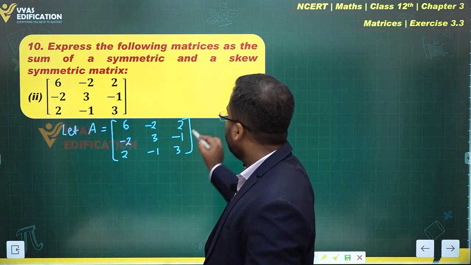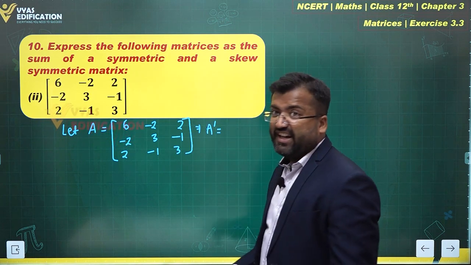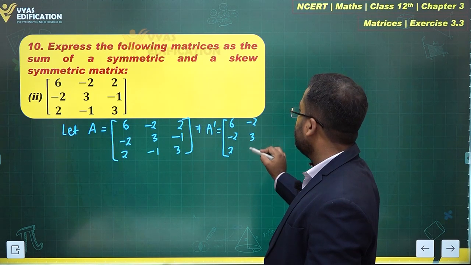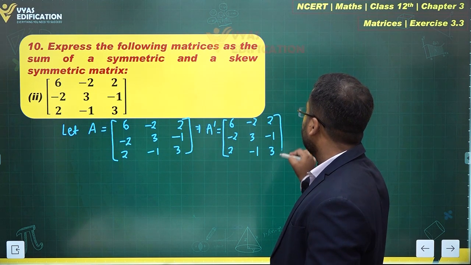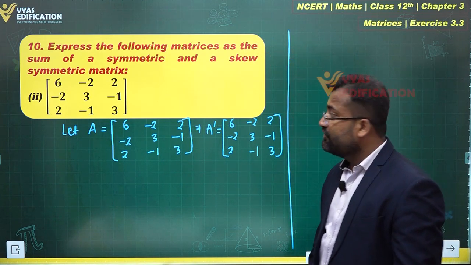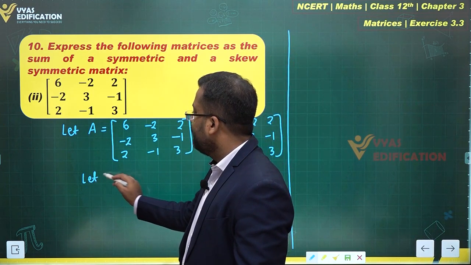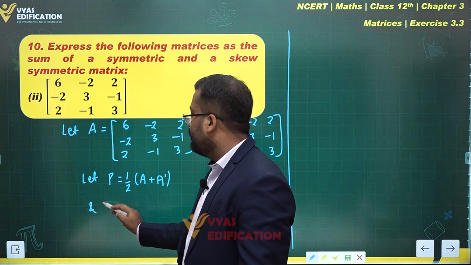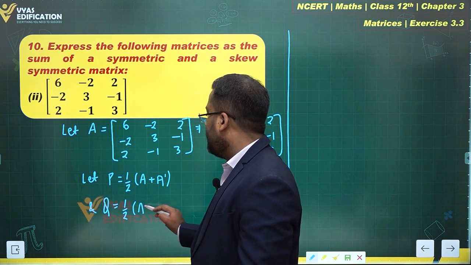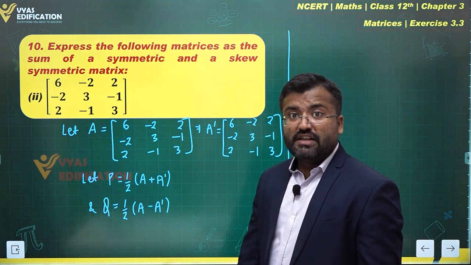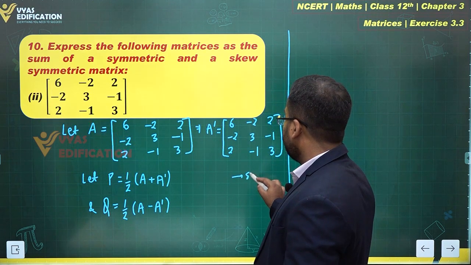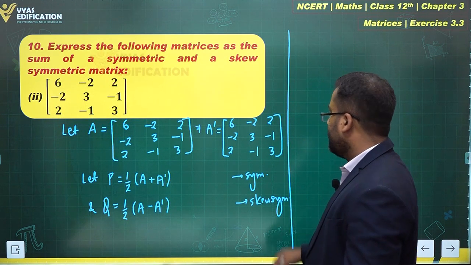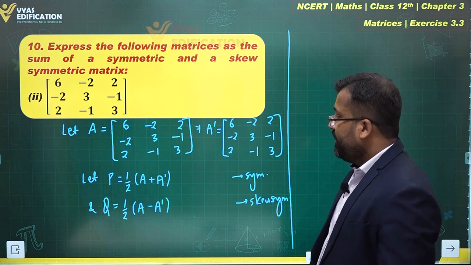This is what I have. This implies A prime would be equal to what? A transpose. That is 6, minus 2, 2, minus 2, 3, minus 1, 2, minus 1, 3. Using these two, let P equal half of A plus A prime and Q equal half of A minus A prime. This is symmetric and this is skew symmetric matrix. P and Q are symmetric and skew symmetric matrices.